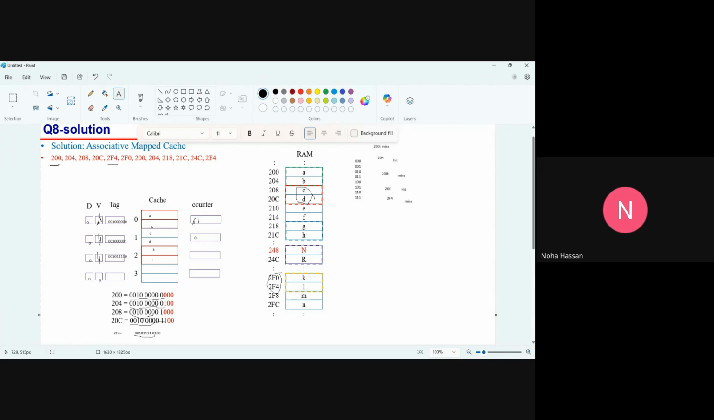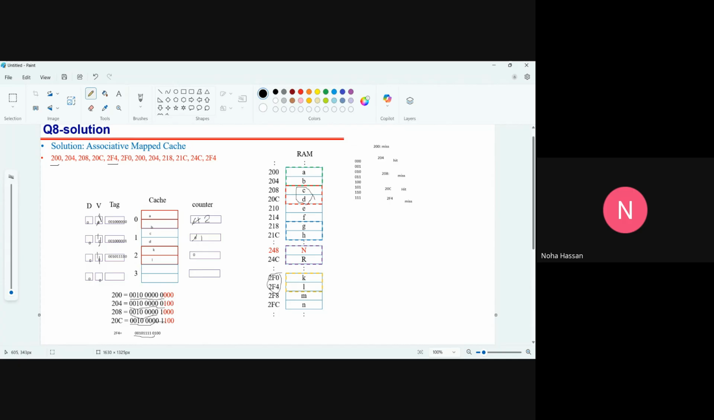So what else do I have to do? The counters. So the counter, this will be the most recently used. So this will be 0. And I need to increment the other counters. I will erase it. It will increment. It will become 1. And this will be incremented also and become 2.